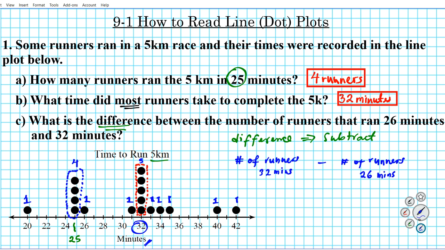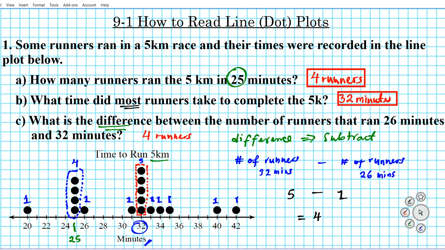All right, so how many runners did 32 minutes? 5 runners did 32 minutes. How do we know? You count the number of points above 32. 1, 2, 3, 4, 5. So 5 runners did 32 minus how many did 26? Just 1 runner. So what's the difference between 5 and 1? The difference is 4. Okay, so the difference between the number of runners that did 26 versus 32 is 4 runners. That's the difference.